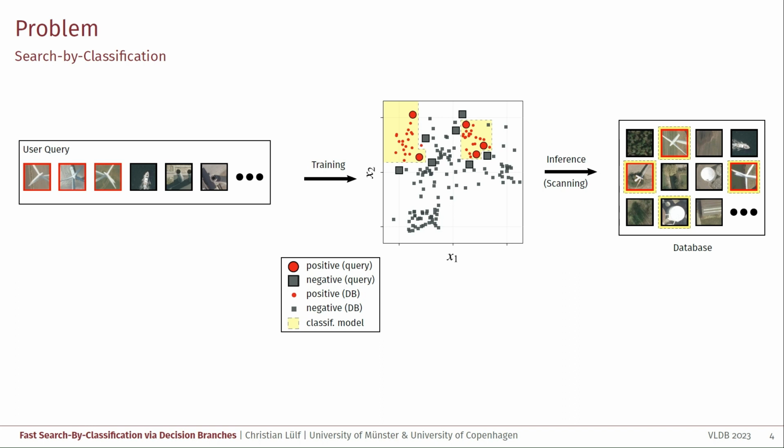During inference, the learned decision boundaries of the machine learning model, indicated by the yellow areas in the plot, can be applied on unseen data of the database to check whether the instances belong to the positive or negative class. This, however, requires the machine learning model to load and scan each point of the database to check if it belongs to the search positive class or not. For large databases with billions of instances, this can easily take hours or days.